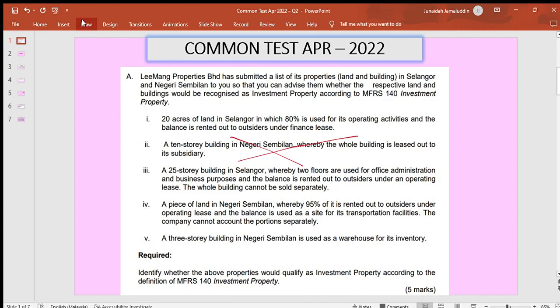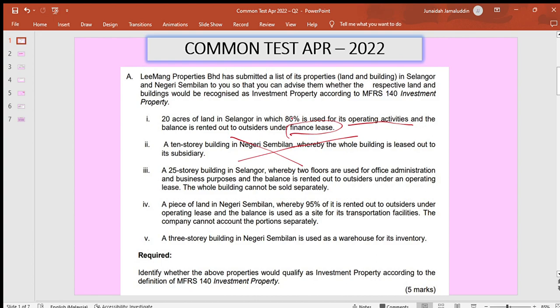For number 1, let me use the red color pen. 20 acres of land in Selangor in which 80% is used for its operating activities, and the balance is rented out to outsiders under finance lease. Should this land be qualified as an investment property? Should we classify this land as an investment property?